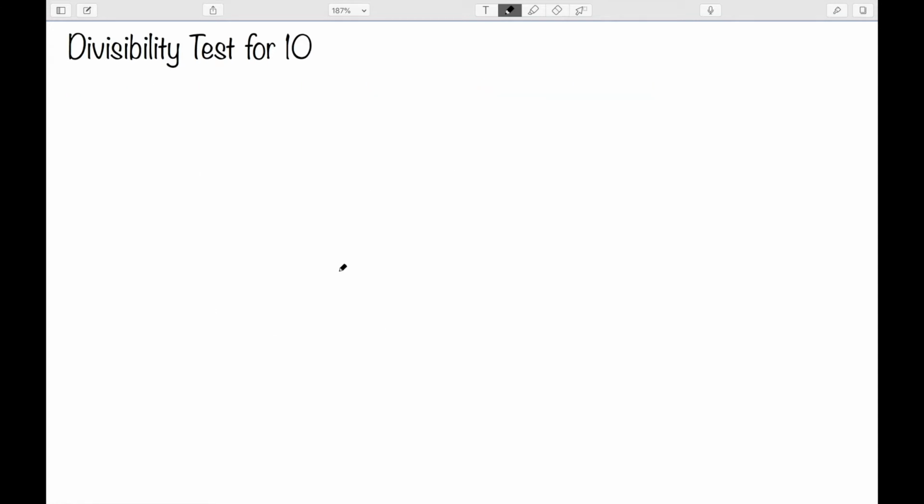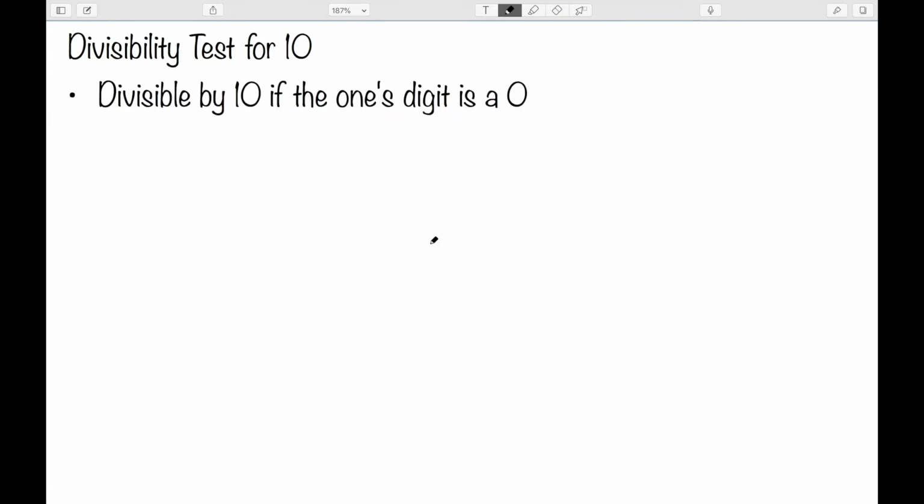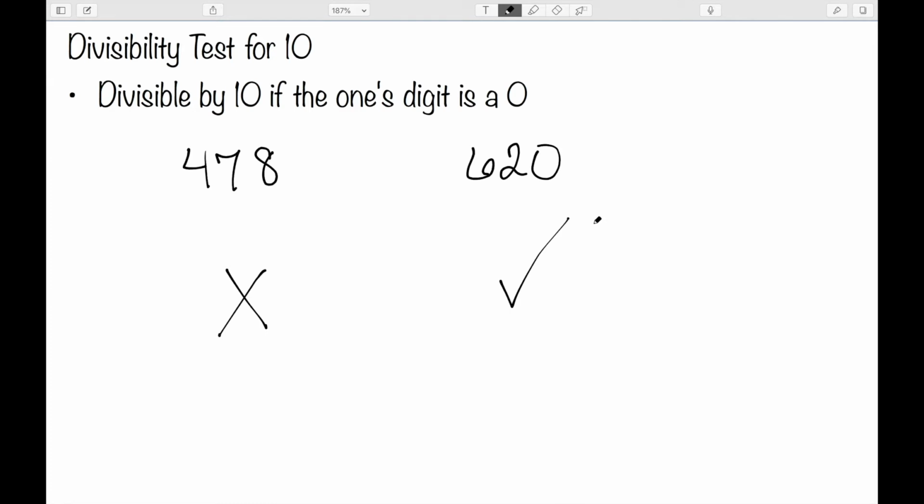Next, I want to look at the divisibility test for 10, which is another one of the easiest tests. The divisibility test for 10 says a number is divisible by 10 if the ones digit is a 0. And if the ones digit is not a 0, it's not divisible by 10. So if I look at a number like 478, it would not be divisible by 10, since it does not end in a 0, but 620 would be divisible by 10.